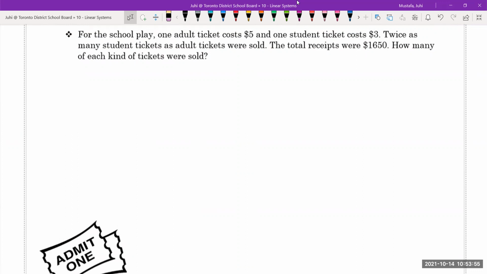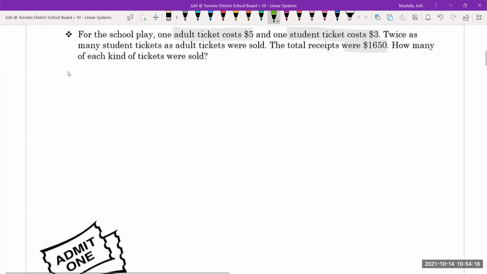So it says, for the school play, one adult ticket costs $5 and one student ticket costs $3. Once again, you can clearly see that we're working with money. An adult ticket costs $5, a student ticket costs $3. Twice as many student tickets as adult tickets were sold. The total receipts were $1,650. How many of each kind of ticket were sold?